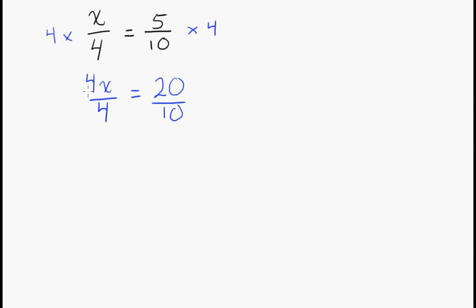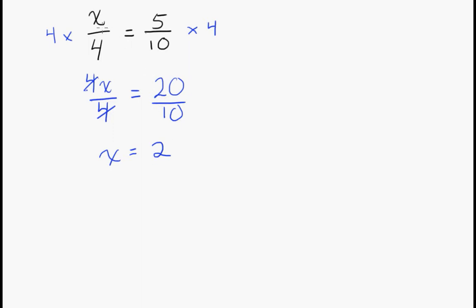Now what's going to happen here is 4x divided by 4 just gives us x, and 10 divides into 20 twice. So we're left with x equals 2.